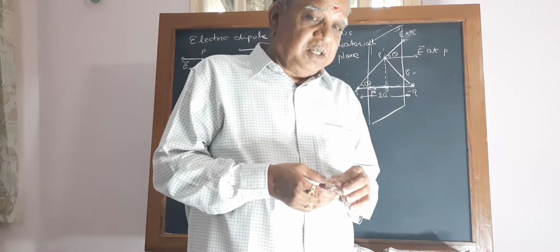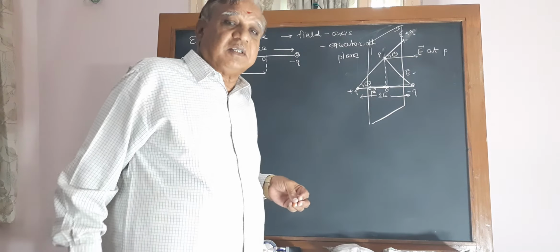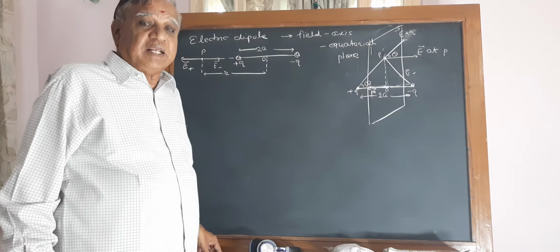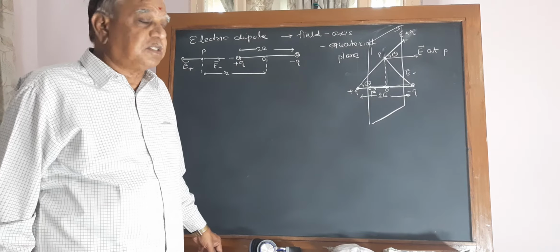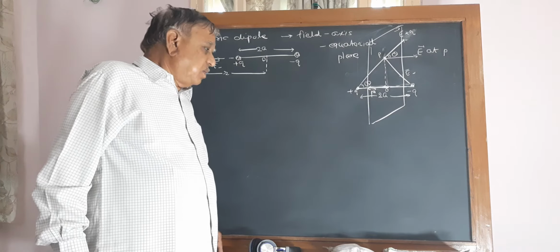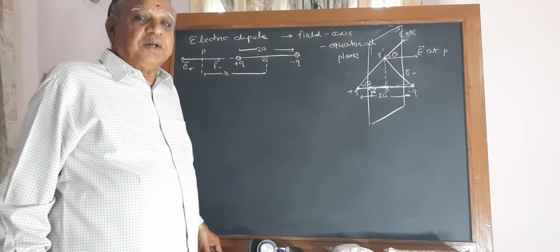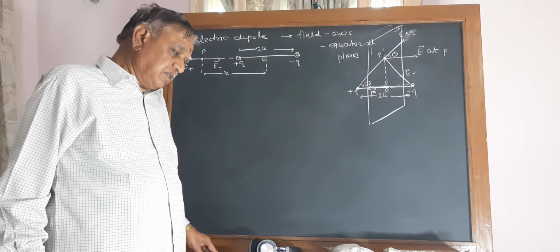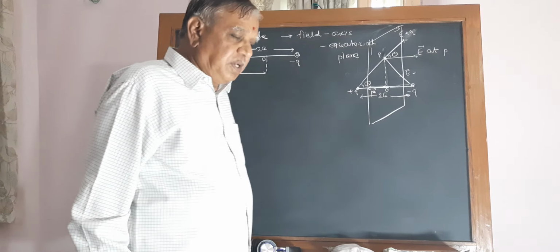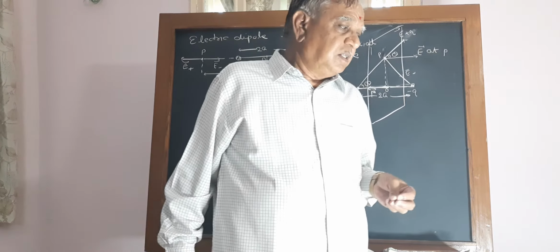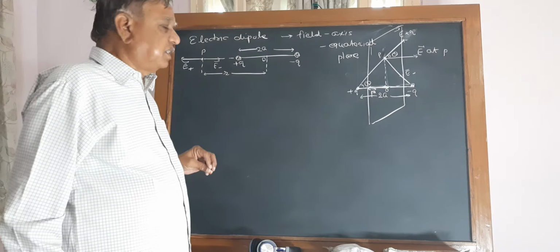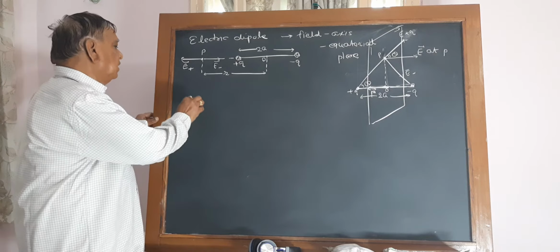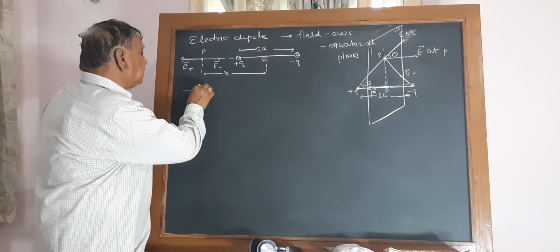See, dear student, we have discussed yesterday about the electric field lines and electric flux. Also, we know the field due to a point charge in the space. Now we are going to discuss a system of two charges, which is known as electric dipole.